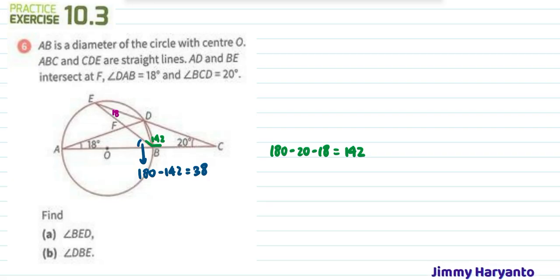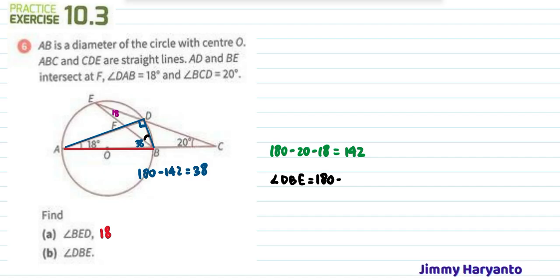The question wants you to find BED. We already have BED, which is 18. Next is DBE. For DBE, we will use this diameter. That means this one will be 90 degrees, and then we also know that this one is 38. That means to find the angle of DBE, you only have to subtract 90, 18 and also 38 from 180, and the answer is 34.